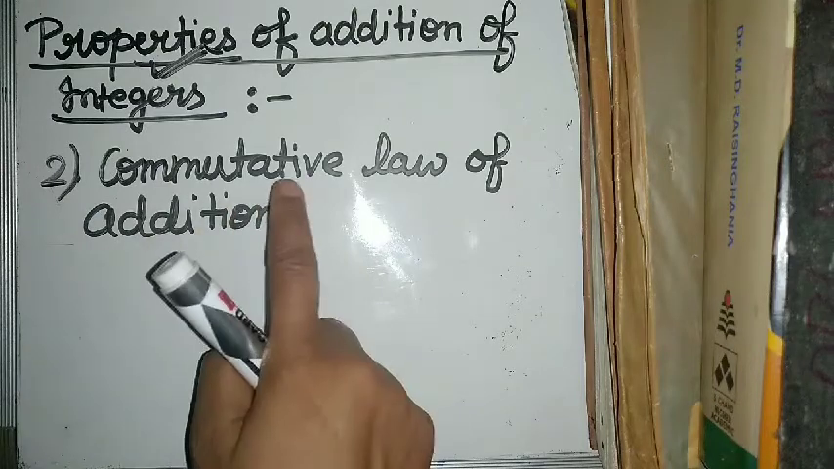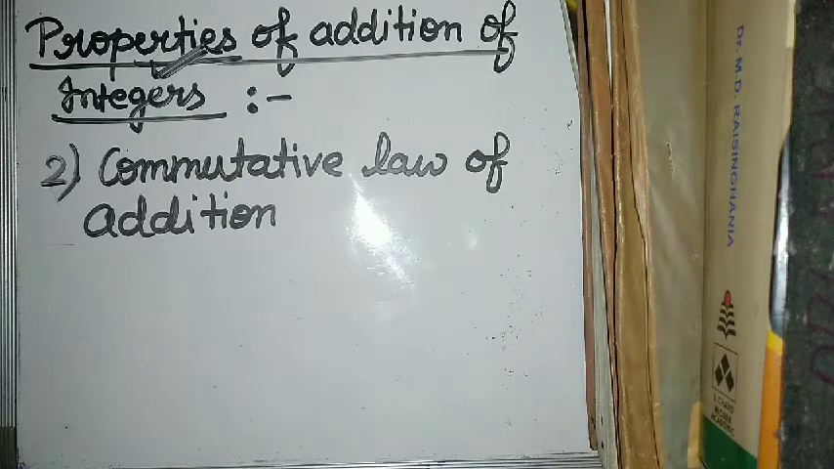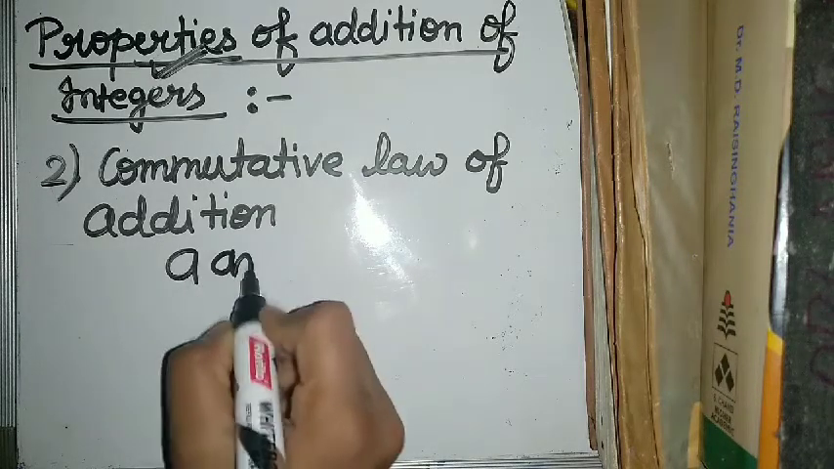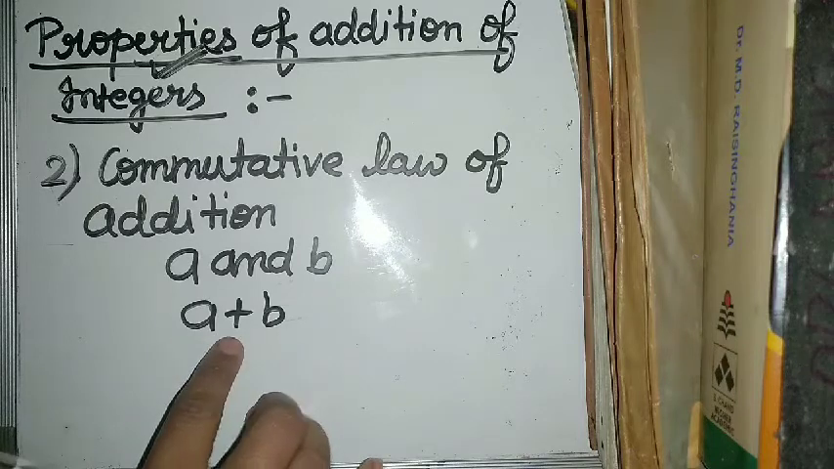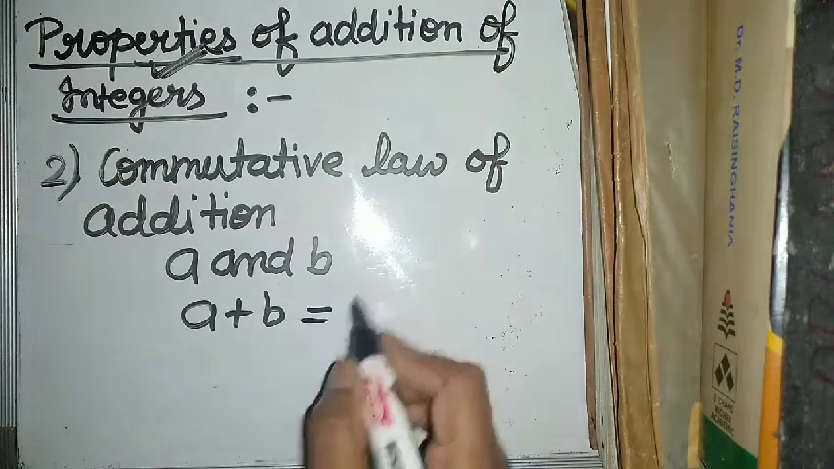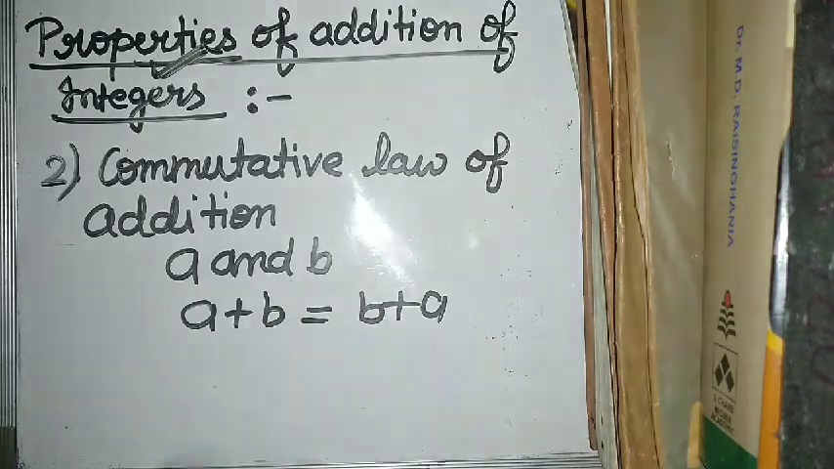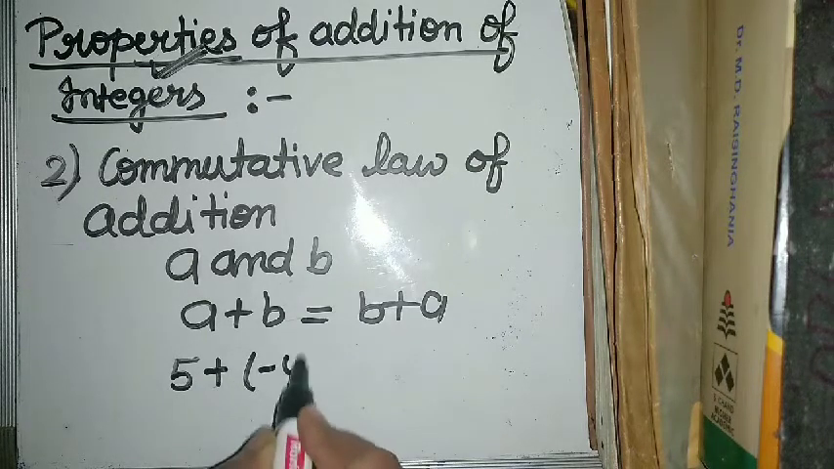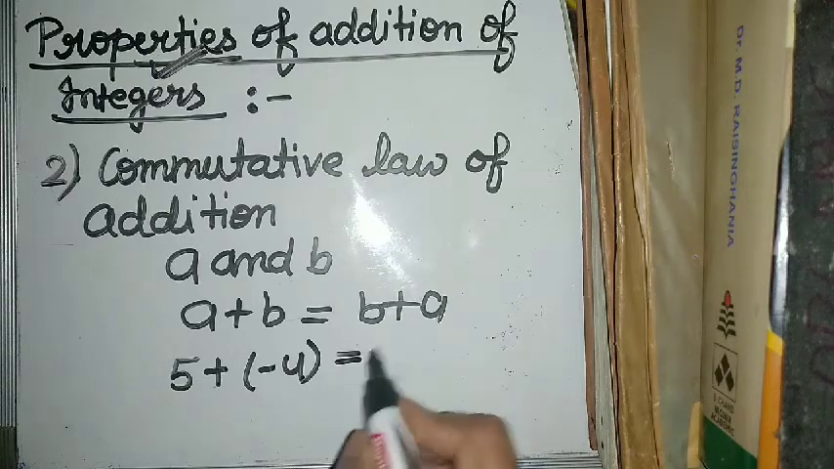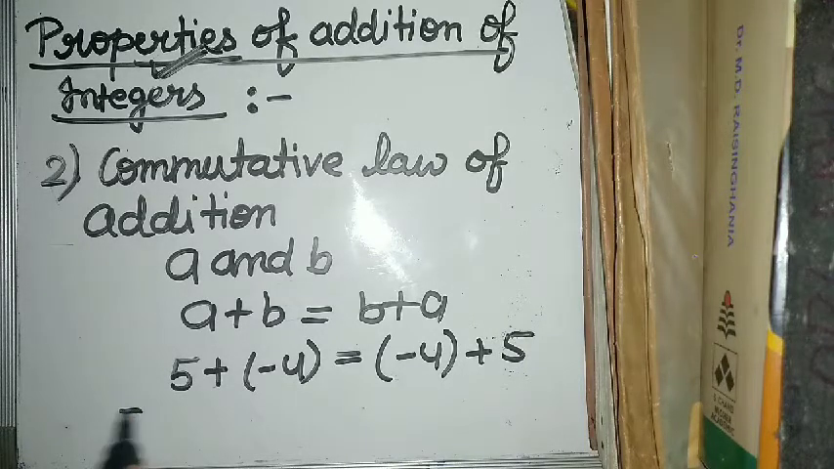Our next property is the commutative law of addition. The commutative law of addition says if we have two integers, suppose a and b, then a plus b is equal to b plus a. Both are equal in value. Suppose 5 plus -4 is equal to -4 plus 5. How? Let's check the value.